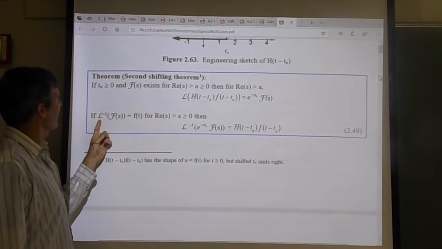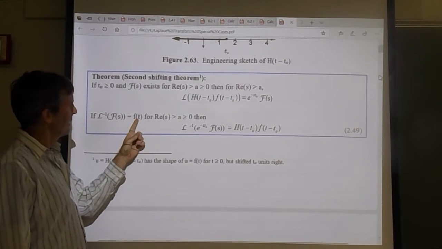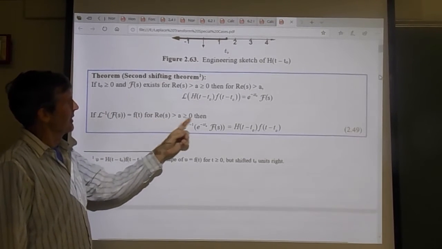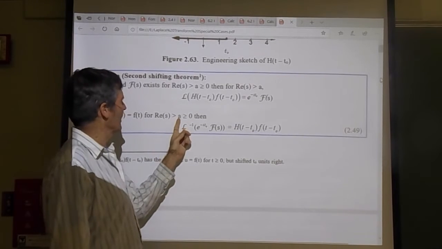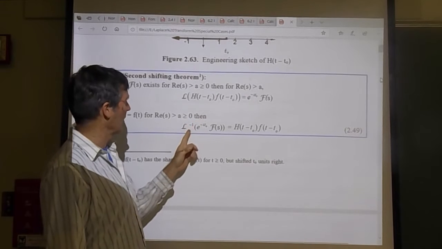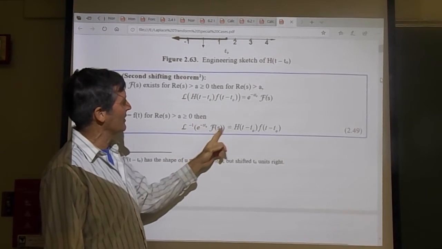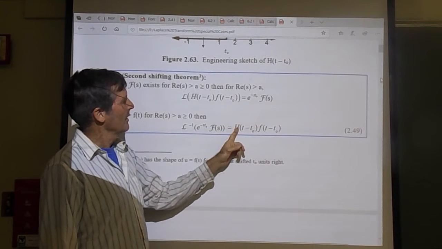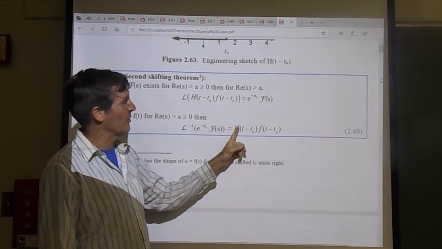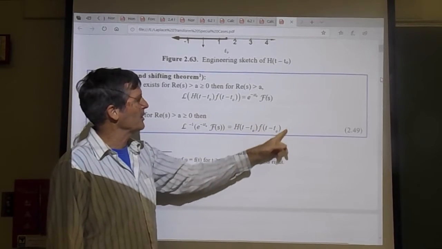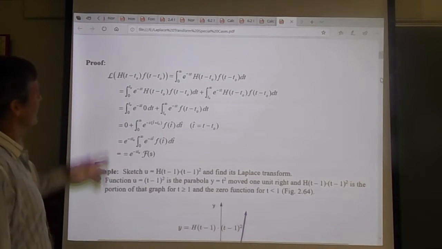The reverse order is that if L inverse of F of s is equal to little f of t, for real part of s greater than a greater than or equal to 0, then for real part of s greater than a greater than or equal to 0, the inverse transform of e to the minus s t0 F of s is the Heaviside step function. It's equal to 0 for t less than t0, so you get the 0 function until t0, multiplied by this one shifted over to start at t0. So it works. Here's the proof if you want.